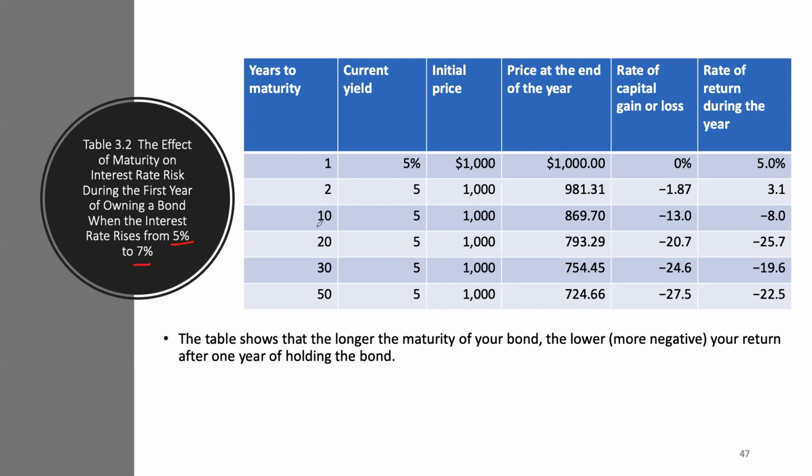But if it's a 10-year maturity bond, now the price is going to fall even more. So the price has fallen to $869.70. So that's a negative 13% capital loss, offset by the 5% current yield. So the total return is negative 8%. So what this generally shows is that the longer the maturity of the bond, the much more severe the impact of a change in the market interest rate on the total return of a bond, right? So that's one thing to take into account.